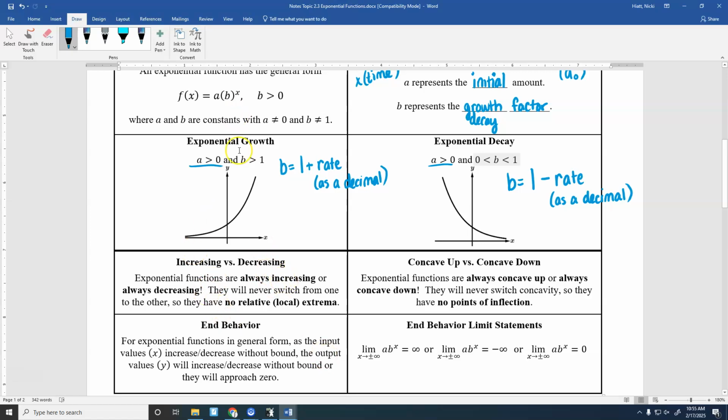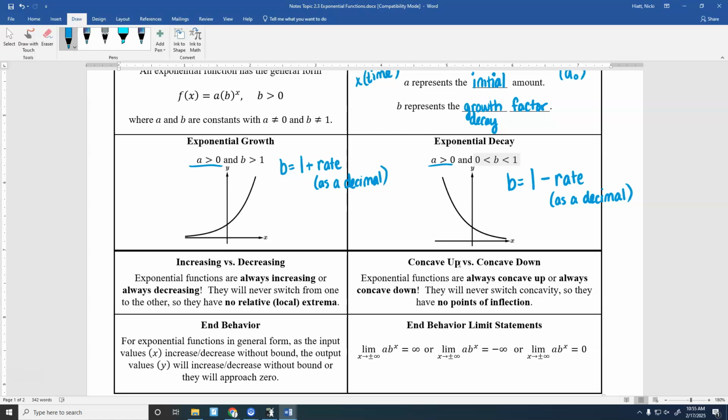When you have growth, they'll always be increasing. When you have decay, they'll always be decreasing. For concavity, they are either always concave up or always concave down. They will never switch concavity. They have no points of inflection. Always concave up or always concave down.